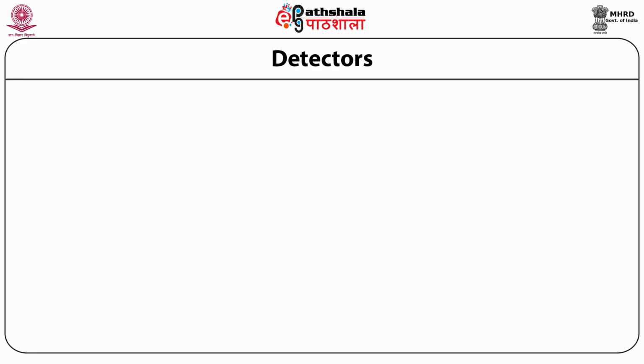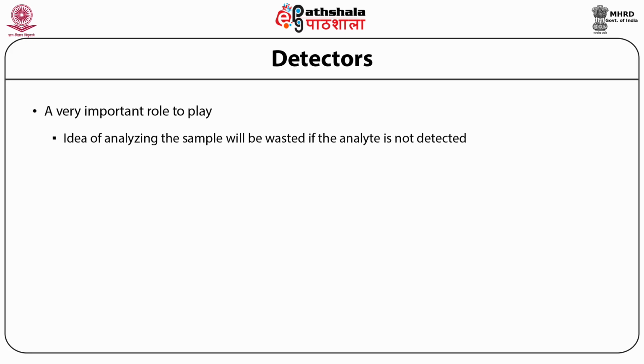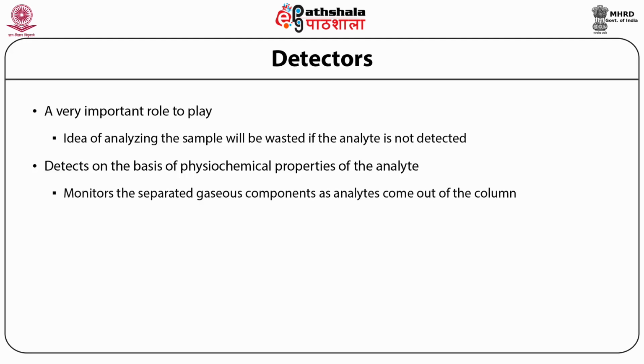Detection of analytes in gas chromatography plays an important role in the separation process, as the whole idea of analyzing the sample will be wasted if the analyte is not detected. A detector detects sample components, that is analytes, on the basis of their physicochemical properties. It measures the response and generates an electronic signal, thereby generating the chromatogram. As the sample gas stream comes out of the column, the detector monitors the separated components of the gaseous sample and signals are interpreted after data acquisition.